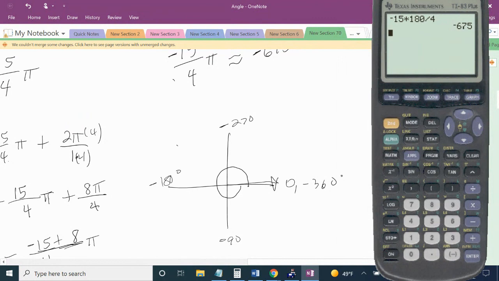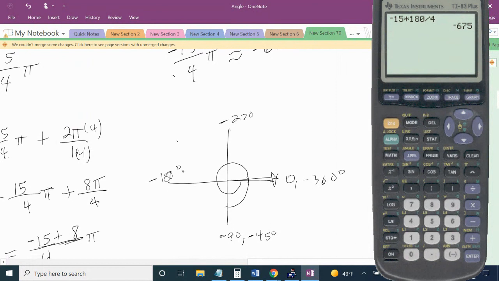So if we were to add negative 90 degrees to negative 360, we get negative 450. If we add negative 90 degrees to negative 450, we get negative 540. So we haven't quite reached negative 675 yet. If we add negative 90 degrees to negative 540, we get negative 630. So negative 675 should put us somewhere in the first quadrant.